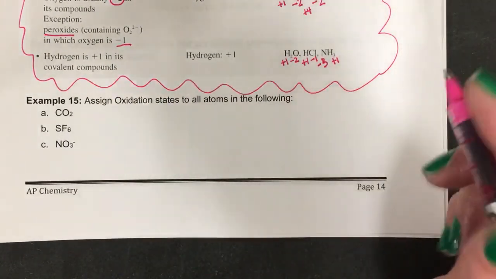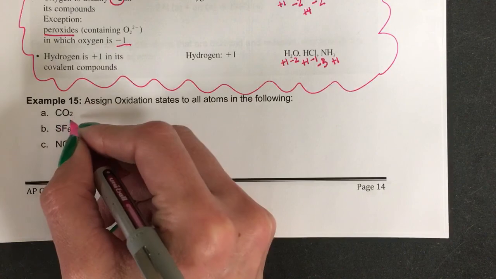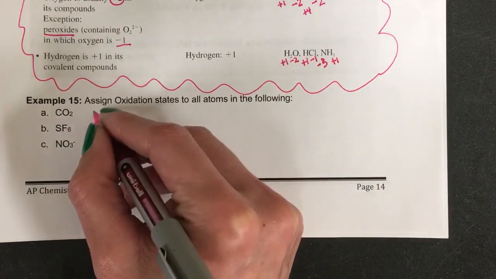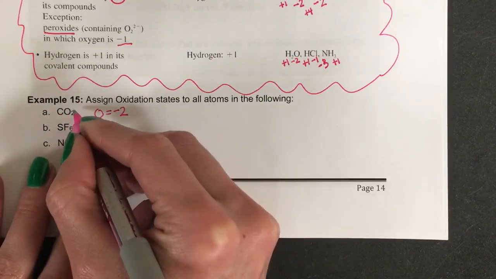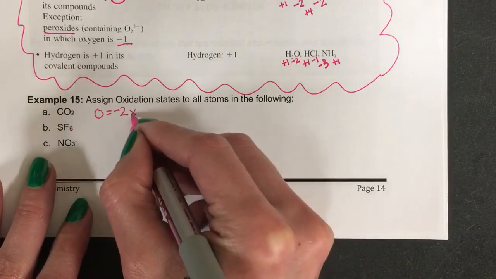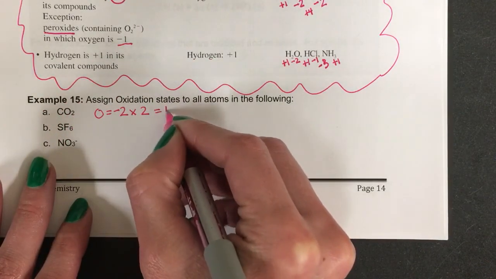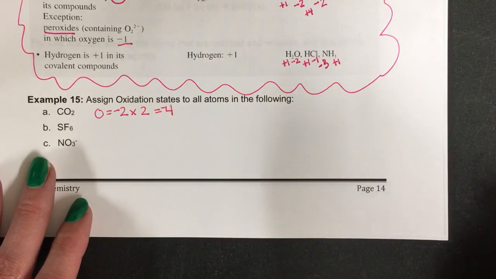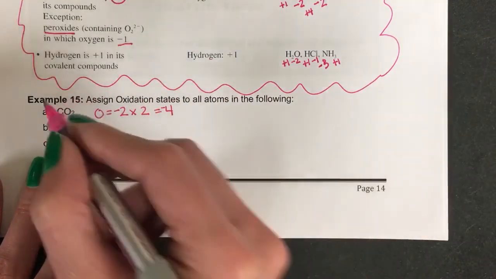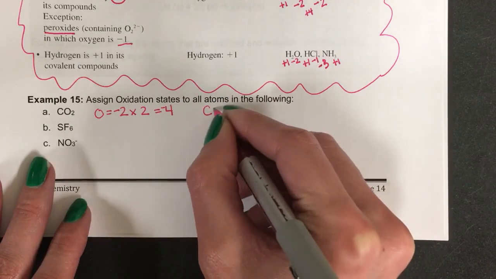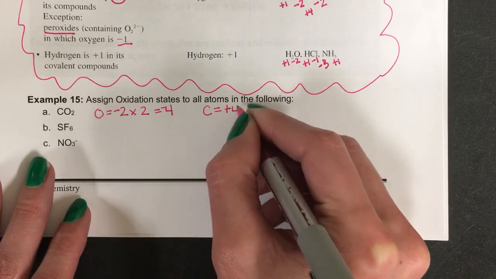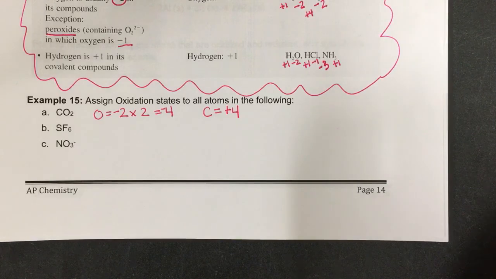Okay? So we already did CO2 up above. We said oxygen is a negative 2. Because I have 2 of them, I'm going to have 4 negatives. My compound has to be neutral, so because I have 4 negatives, carbon has to be 4 positive.